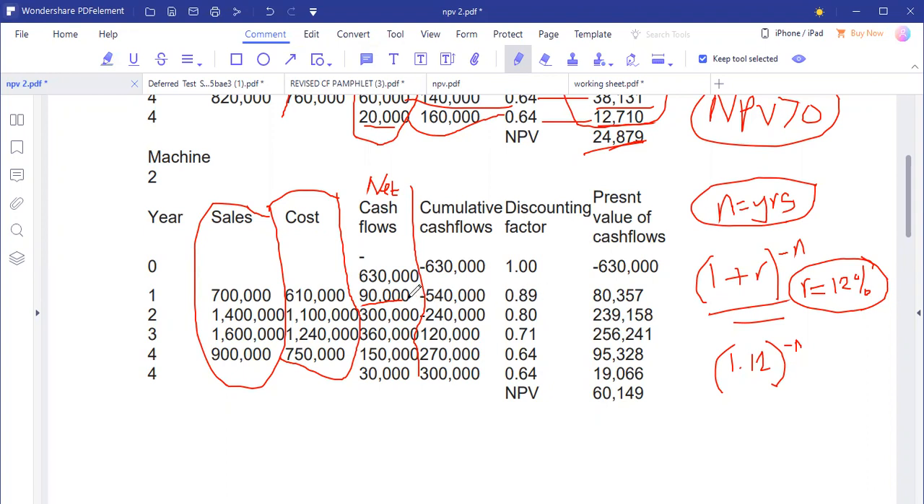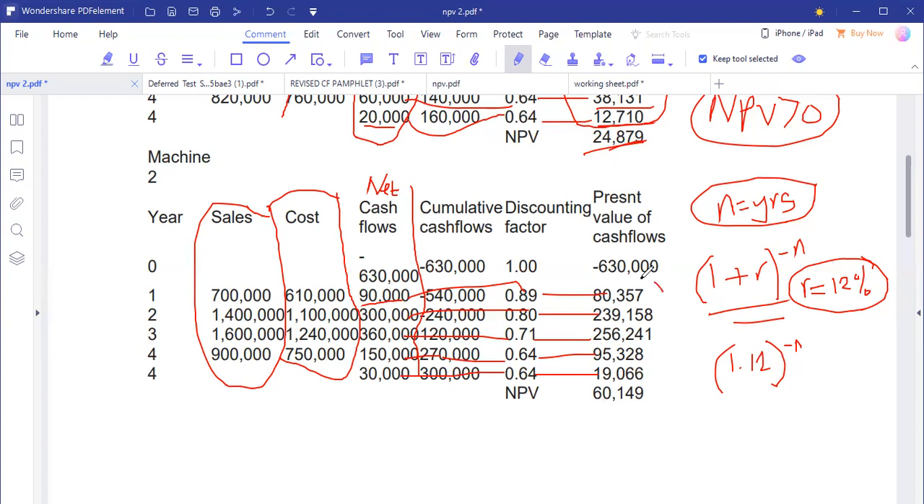So here you're multiplying this one by that one to get the figure there. The 300,000 by this one to get the figure at the far end. The 360,000 by that to get the other one there. Then the other one here, which is 150,000 by 0.64, we get that figure there. 30,000 by that, we get 19,066. So this is about how we are getting the present values.